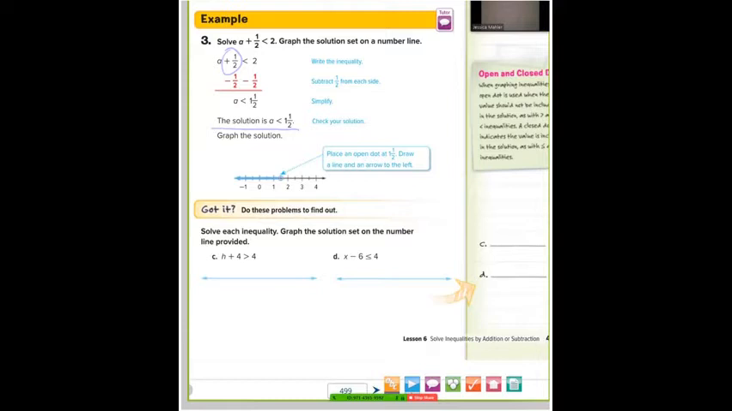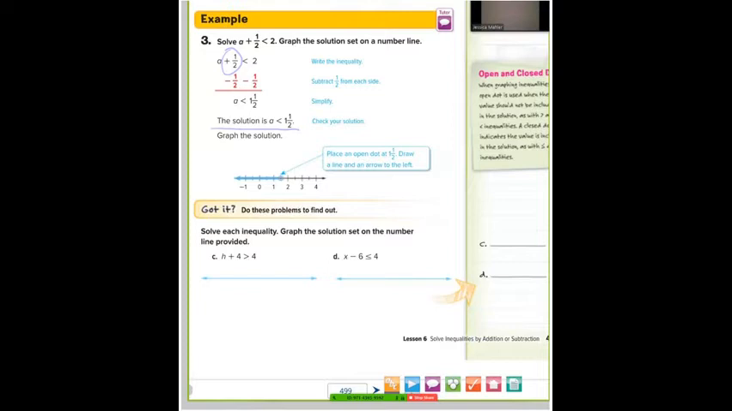Next, we are going to shade all of the numbers to the left of 1 1/2. We are going to shade to the left because the less than symbol is pointing to the left. So here's what the graph would look like. There would be an open circle on 1 1/2, and the rest will be shaded left.